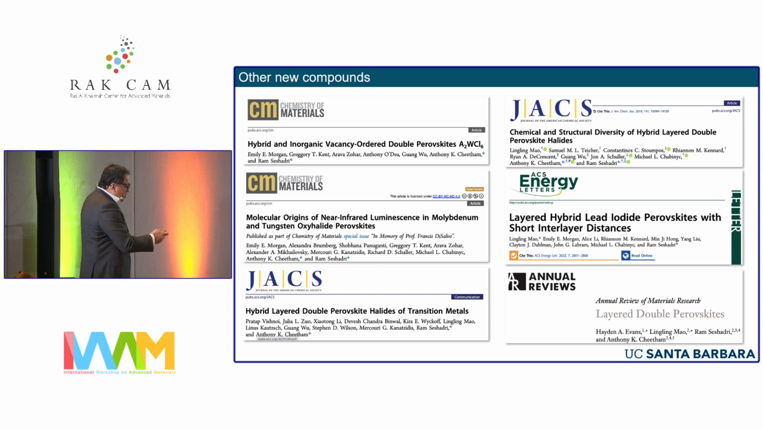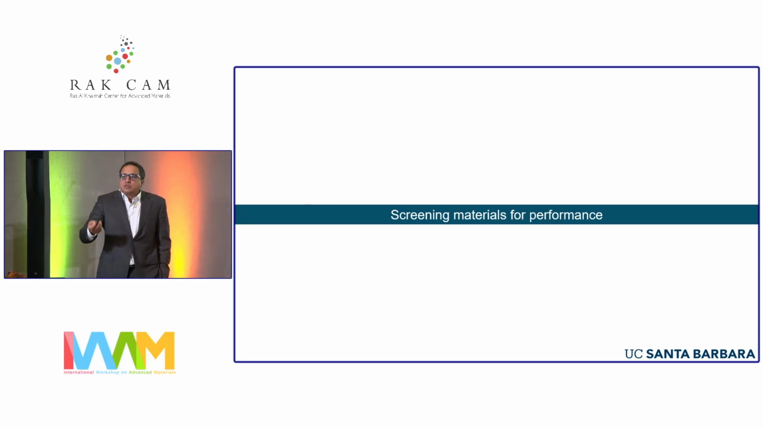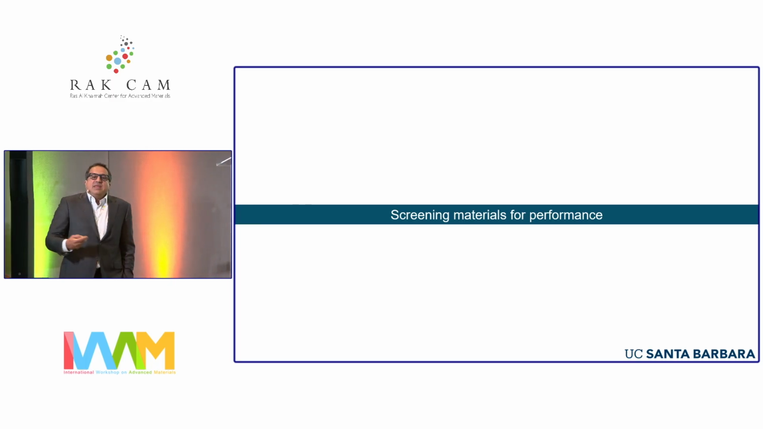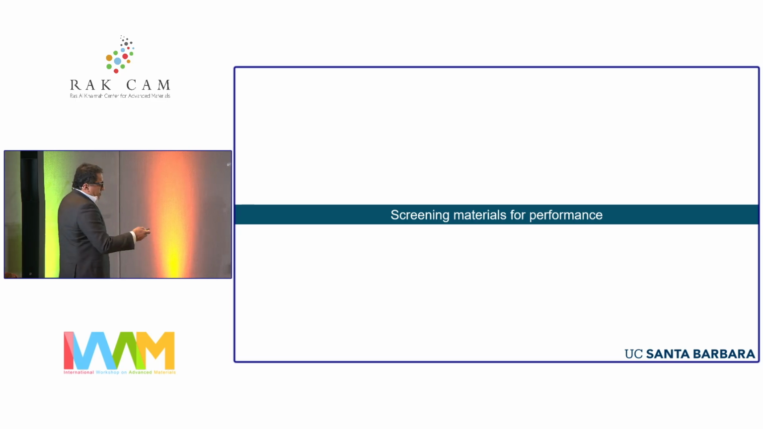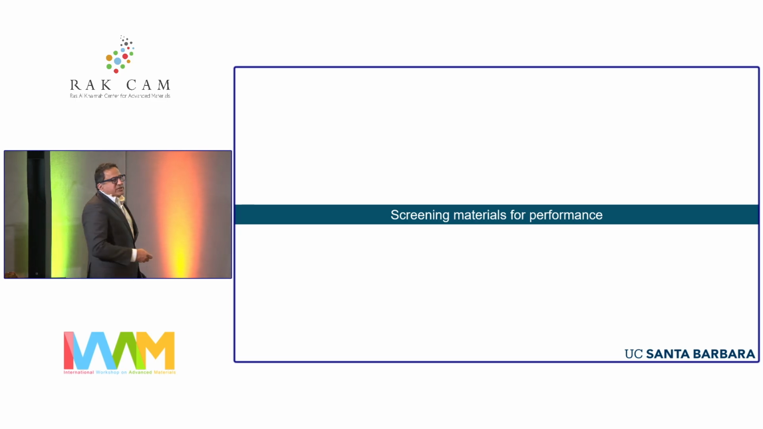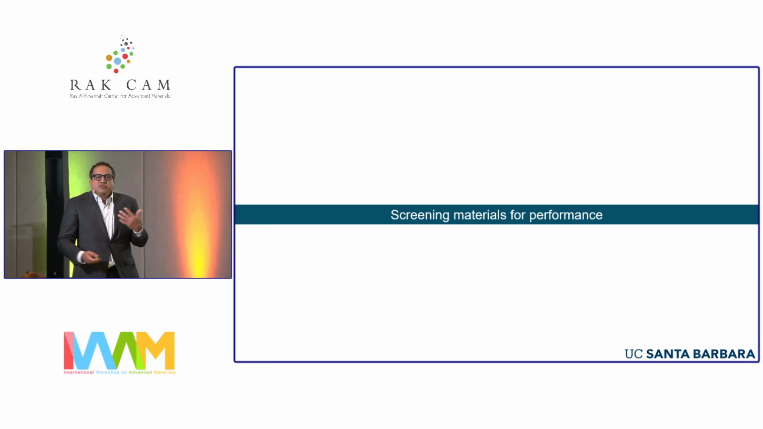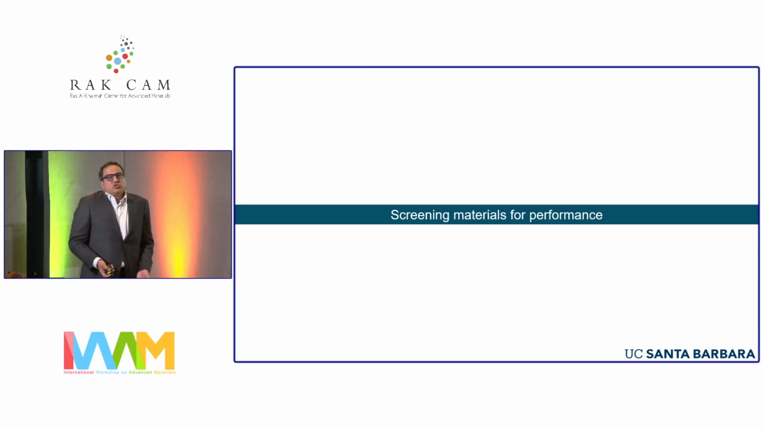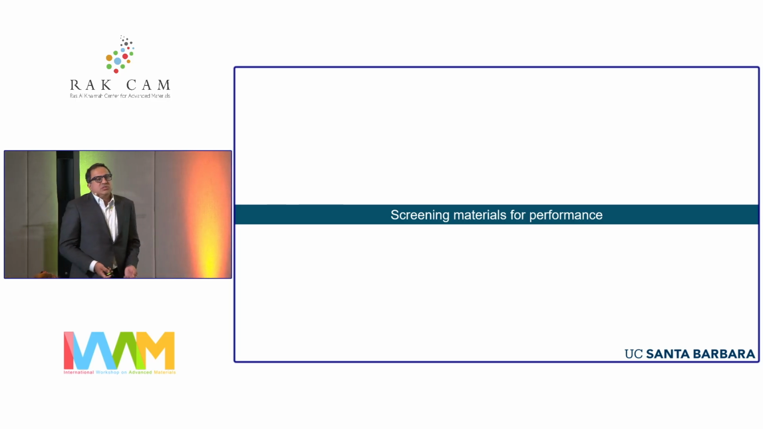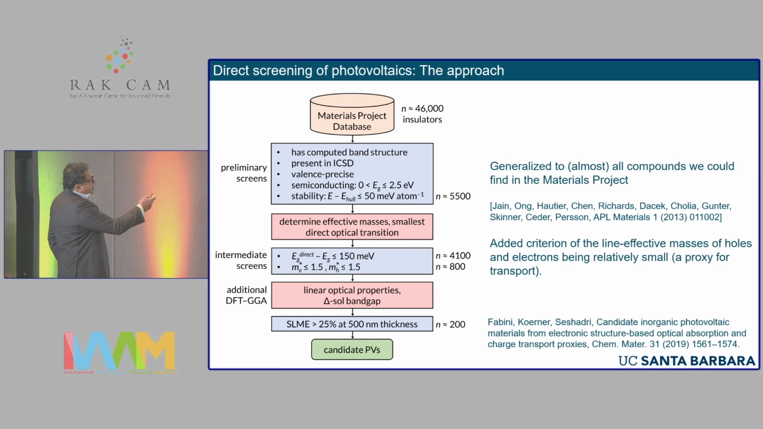So having spoken about finding new compounds, I'm going to go to the second topic of screening compounds for materials performance. This has been a passion of mine for many years. How do you actually quickly find the right compound for the right application instead of going through a long process of trial and error? And of course, one of the tools that we use extensively to do this is density functional theory, because density functional theory is particularly good for some applications, one of them being photovoltaics.